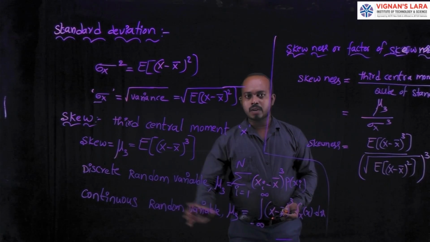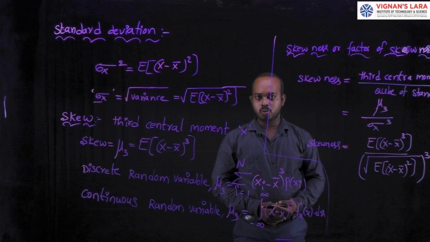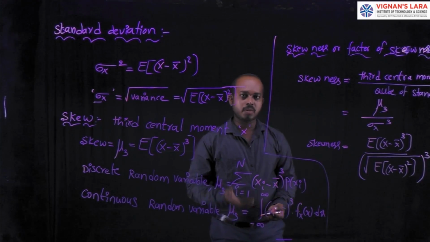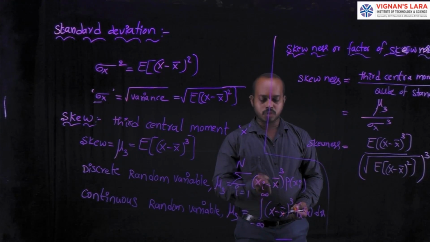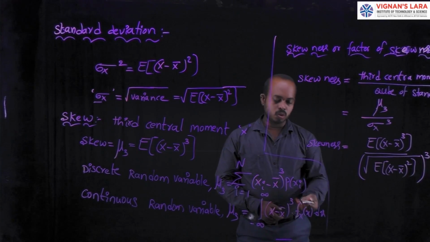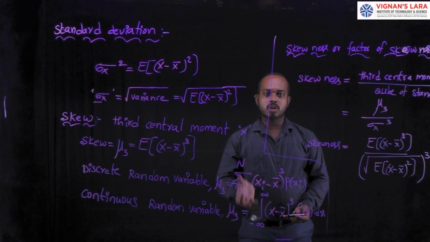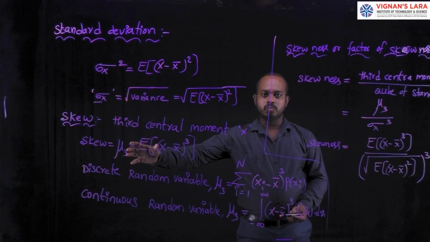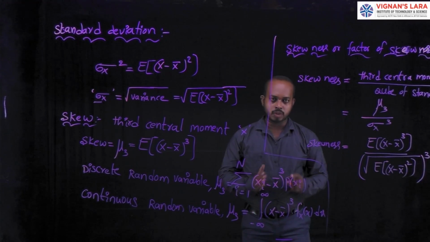Similarly, for a continuous random variable, the formula for skew is an integral. The summation is replaced with an integral from minus infinity to plus infinity of x minus x bar whole cube into fx of x into dx. These formulas belong to the skew. You can simply remember that skew means the third central moment of a random variable x.